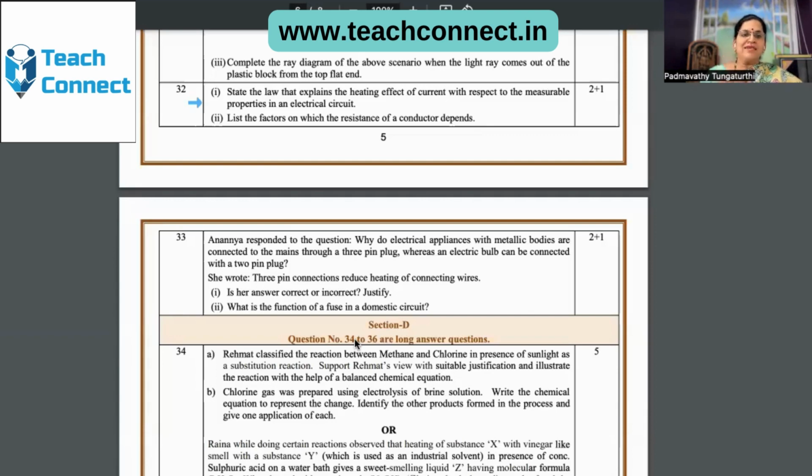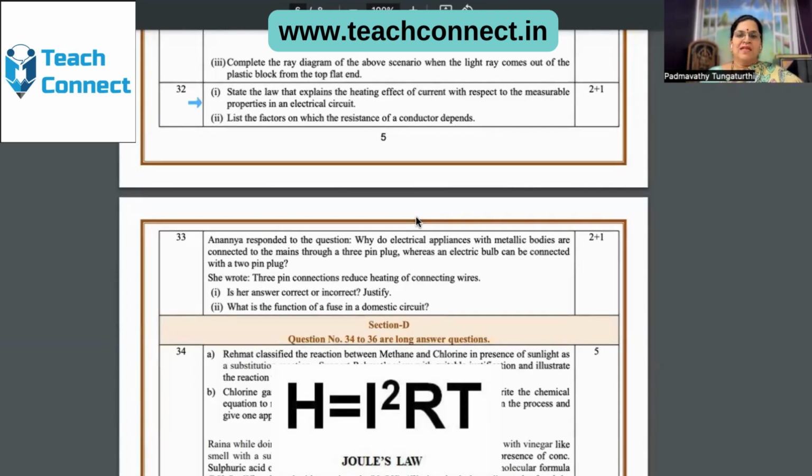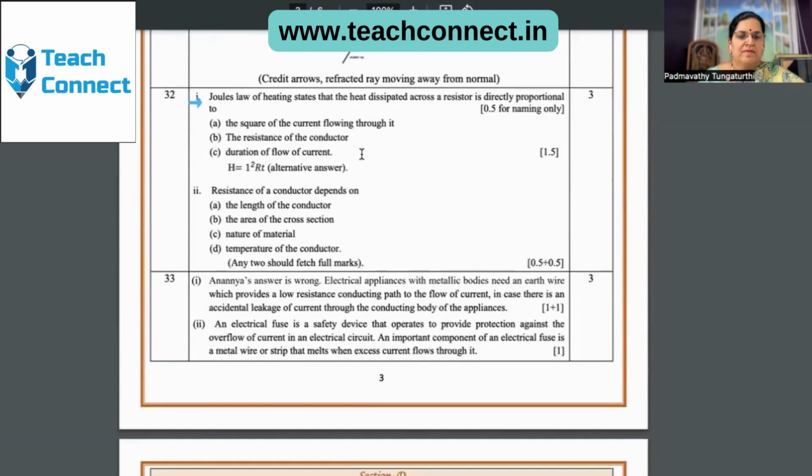Therefore, if the student is able to understand and read the question correctly, that heating effect and measurable properties in an electric circuit, then the job is done. It is given that Joule's law has to be explained and the fact has to be written. The formula can be written: H is equal to I square RT. This is the answer, because we know this is the explanation for Joule's law.